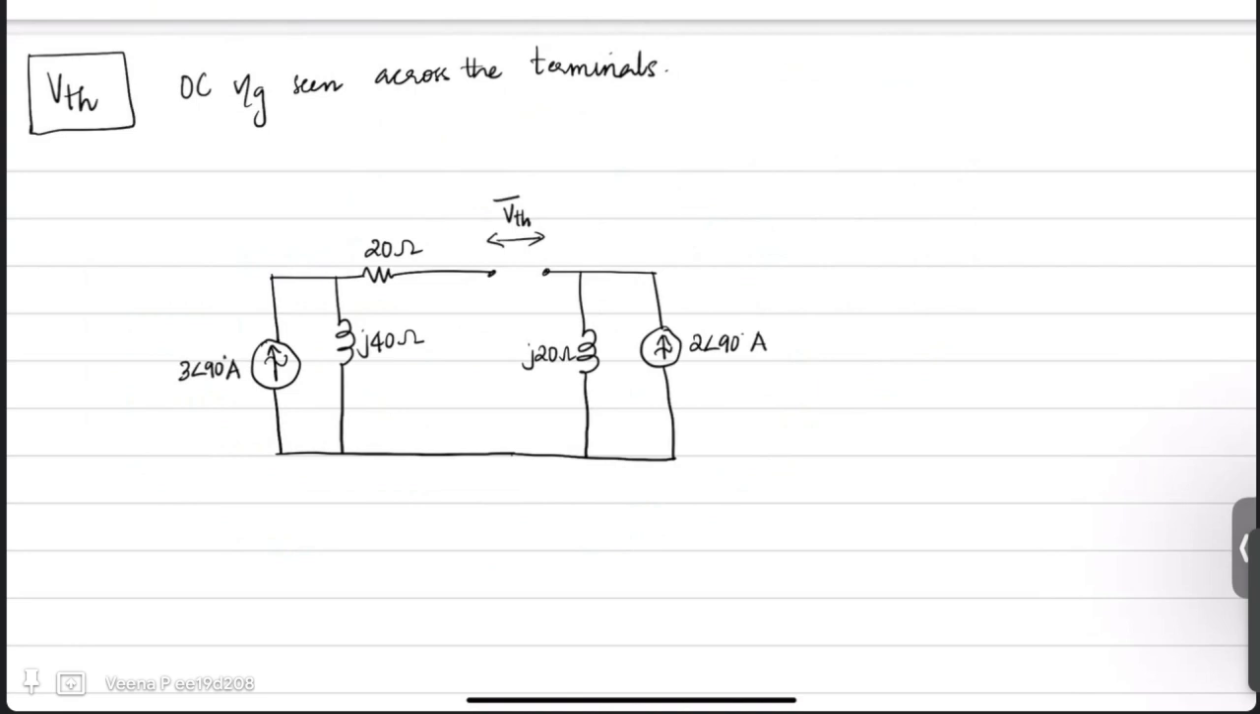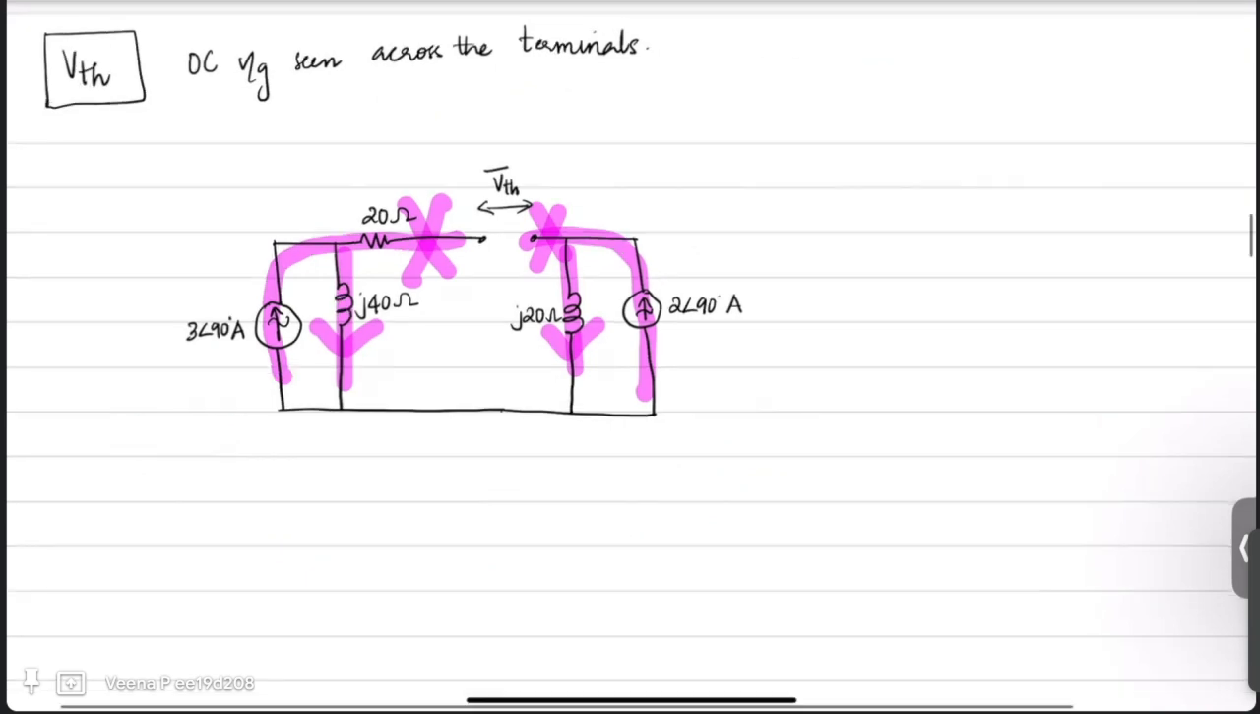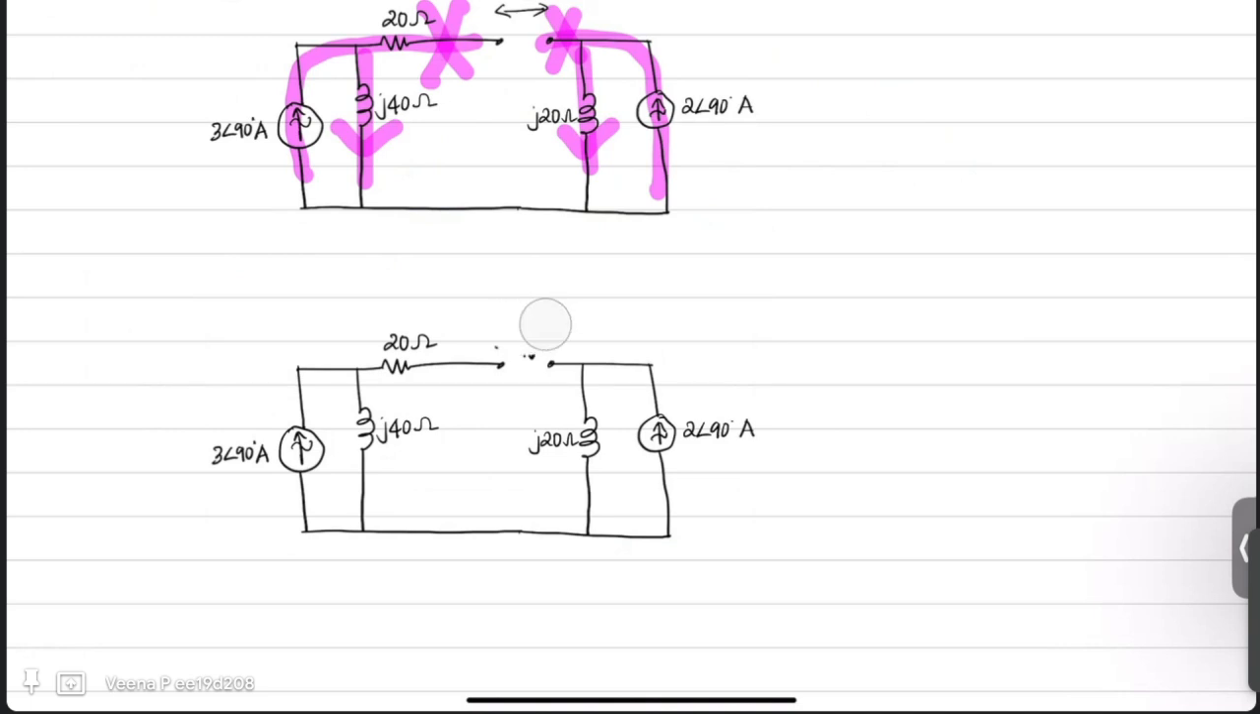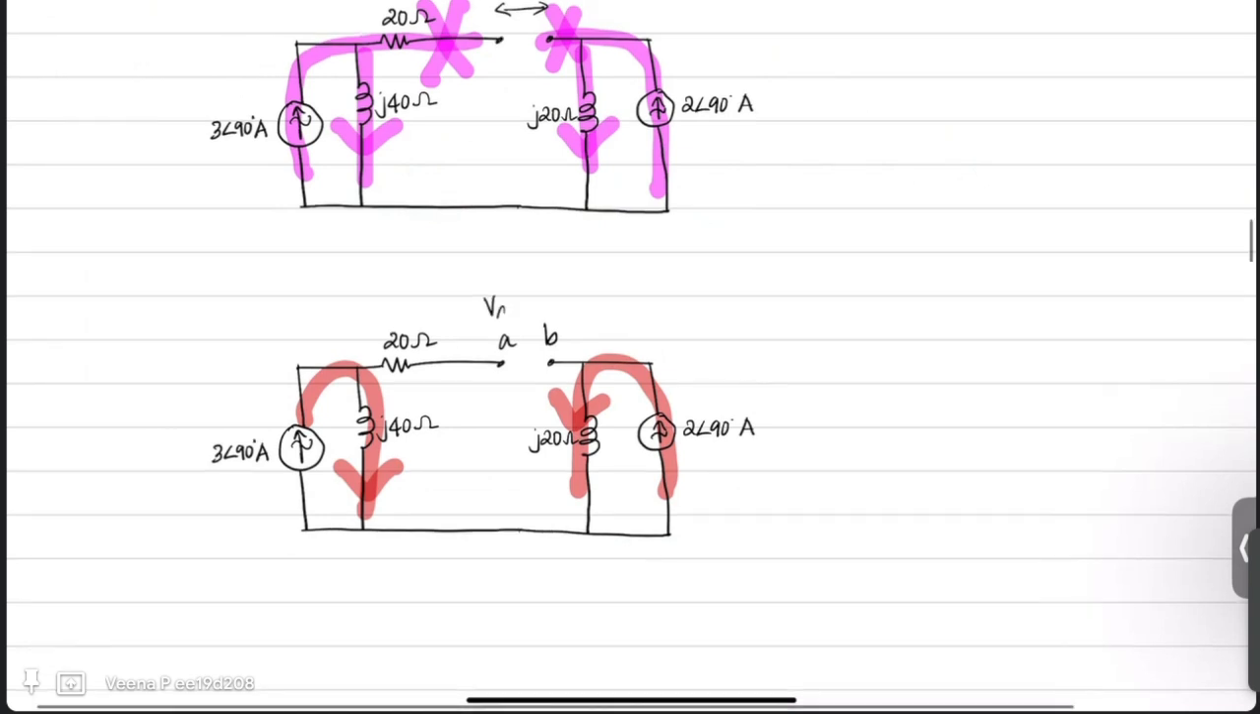Since it is an open circuit, you can observe that this current cannot go through this path because it is open. So they will definitely flow through the parallel branches. That means 3 angle 90 will flow through J40 and 2 angle 90 will flow through J20, because the current cannot enter the open path. So for V Thevenin, these terminals are already given as A and B. So I can write the node voltages as VA and VB.